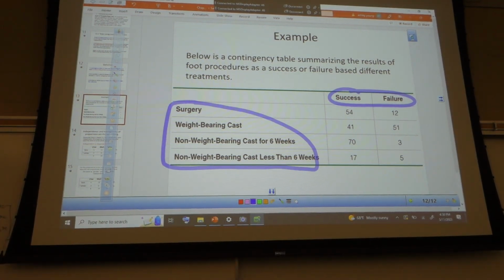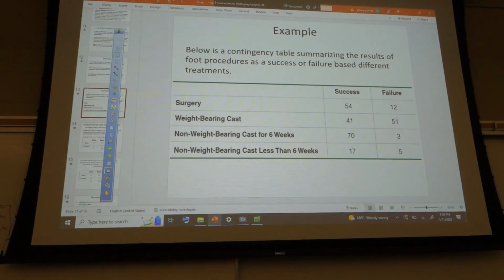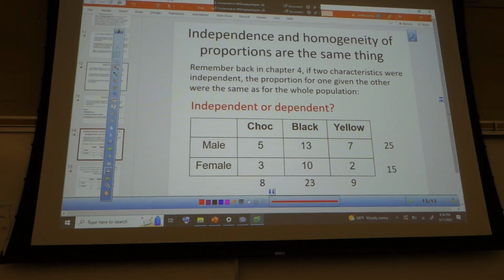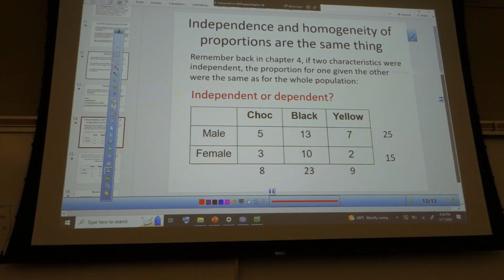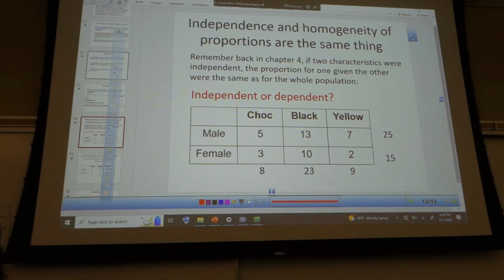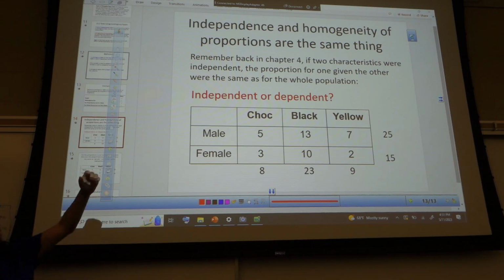So you all have seen contingency tables before. You saw them back in chapter 4. Right? This one with the puppies. We know two things about each puppy: the type of lab they are, and whether they're male or female. If you recall, we did tests for independence. The test for independence is the exact same thing as homogeneity of proportions. Homogeneity means the same. So sameness of proportions. If the proportions are the same, they're independent. You folks remember that? Chapter 4?